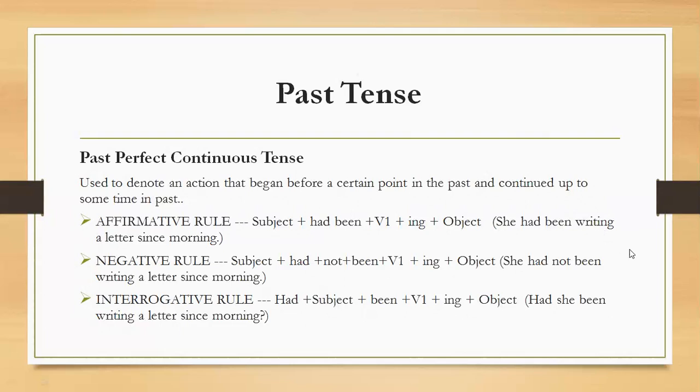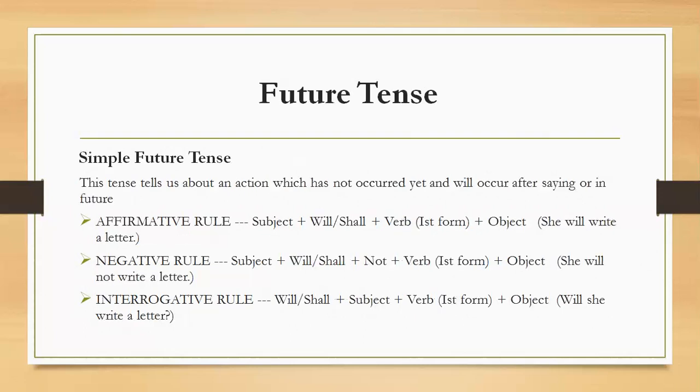Like here, an example is given. She had been writing a letter since morning. She had not been writing a letter since morning. Had she been writing a letter since morning? So these are the examples of past perfect continuous tense.